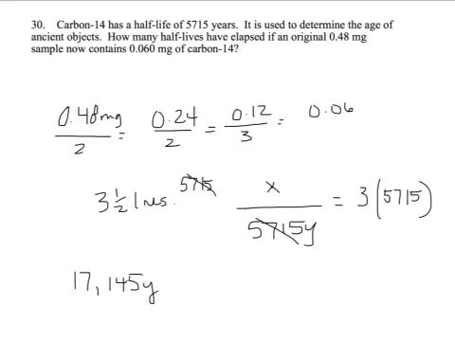Let's see, according to sig figs, 5,715 has 4, and 0.48 milligrams and 0.060 milligrams both have 2. Therefore, I must round my answer to 2 sig figs: 17,000 years.